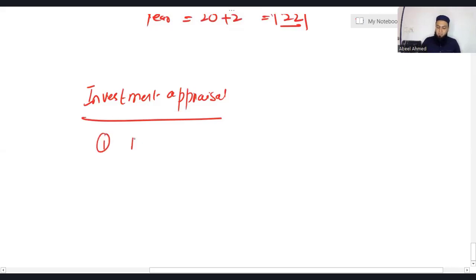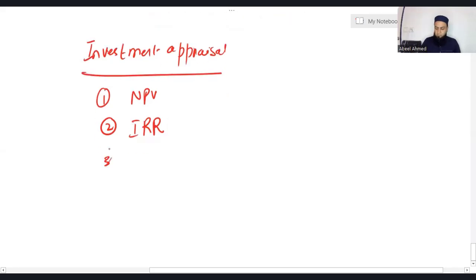Number one is NPV. We will start from NPV, inshallah. Second is IRR, internal rate of return. NPV is net present value. Third is ARR, accounting rate of return. Sometimes the examiner says the same thing as ROCE, return on capital employed.